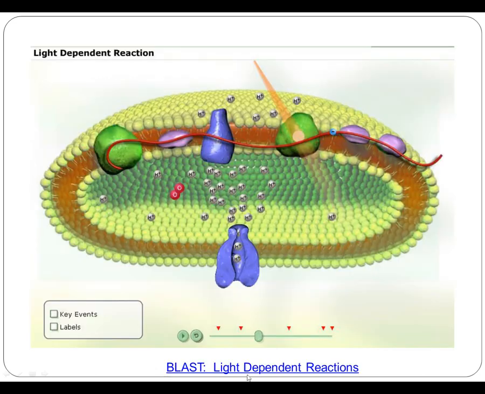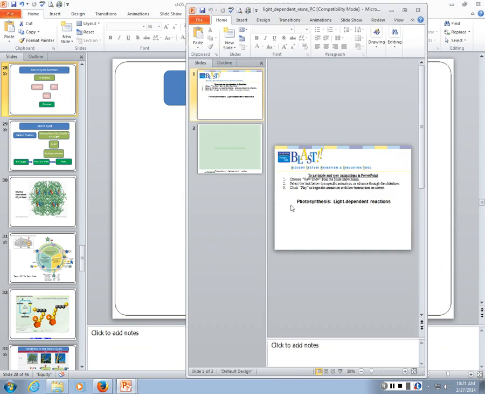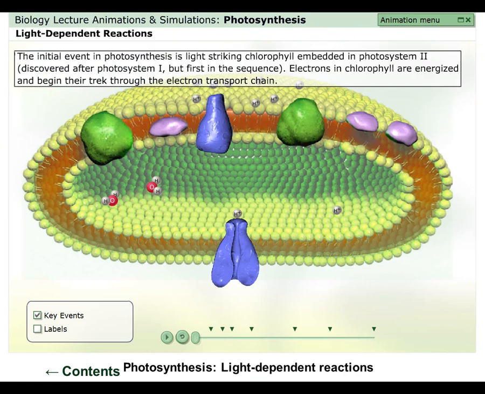The light-dependent reactions. I think it's been a while since I've watched this, but I think this might go into a little bit more technical detail, maybe not. If you look at this animation, you can see this is looking at a single thylakoid. It's not stacked up in a grana. We don't see the outer and the inner membrane of the chloroplast. We see just very simple reactions.